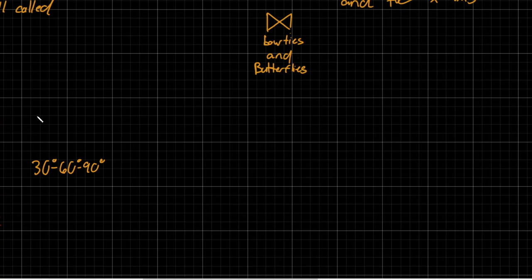That would be a 45, 45, 90. No, that's it. Those are the only special ones. So we're gonna use these special triangles to help us do the unit circle.